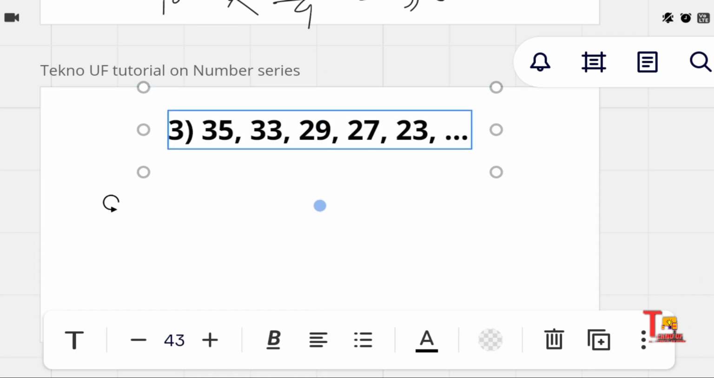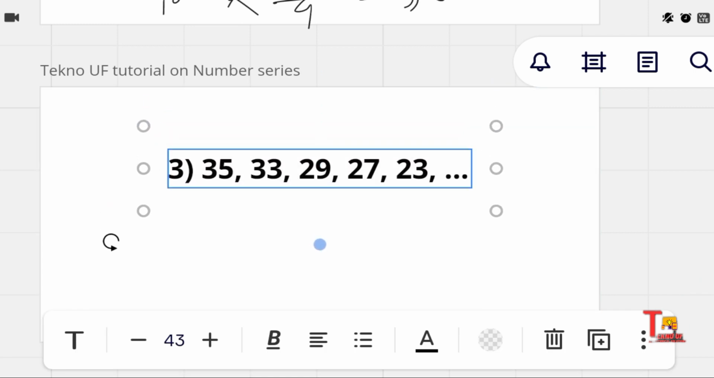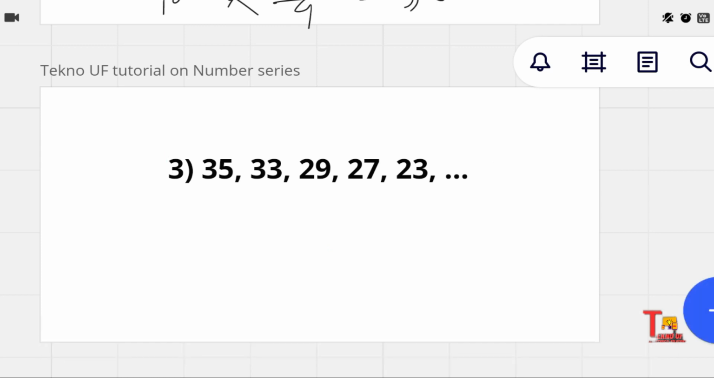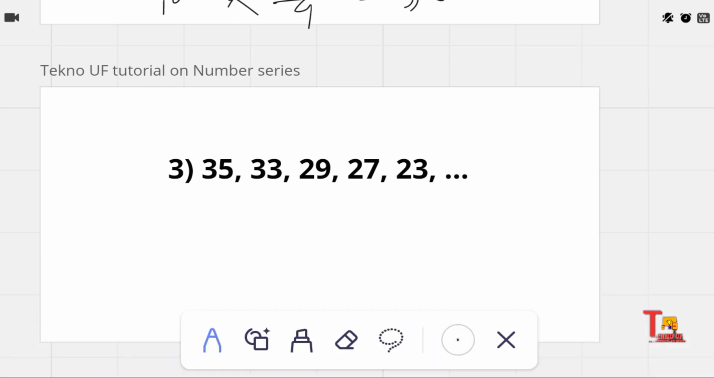Third question is this. Try to pause the video and solve by your own. Otherwise, I am solving the question. Okay. I hope you have got the logic, right? I am solving. Okay, let's see.